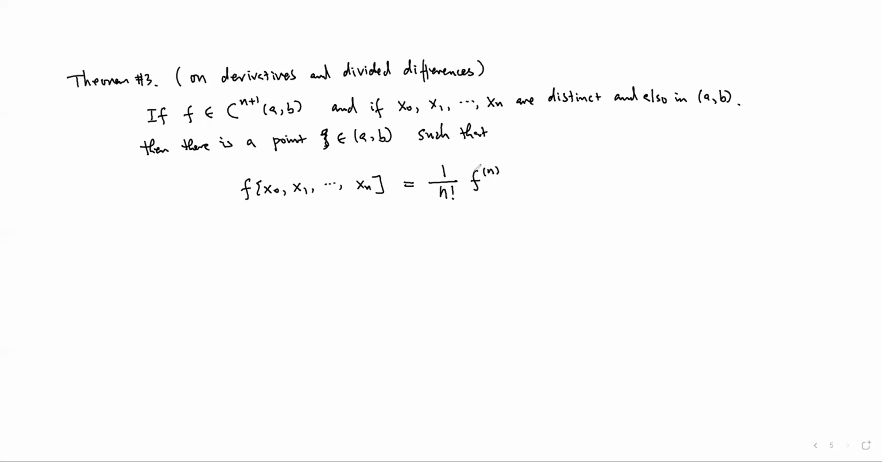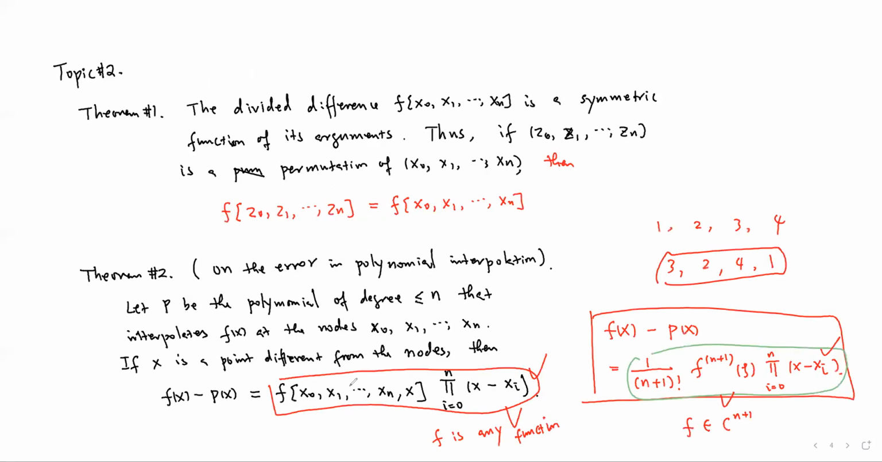Derivative on function f n times, then evaluate at the point psi. If you plug in the equation here, then we will recover the formula here. But of course, in this theorem number 2, the function f is an arbitrary function.